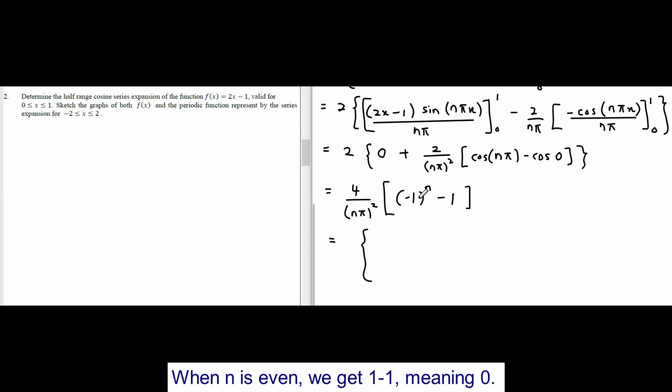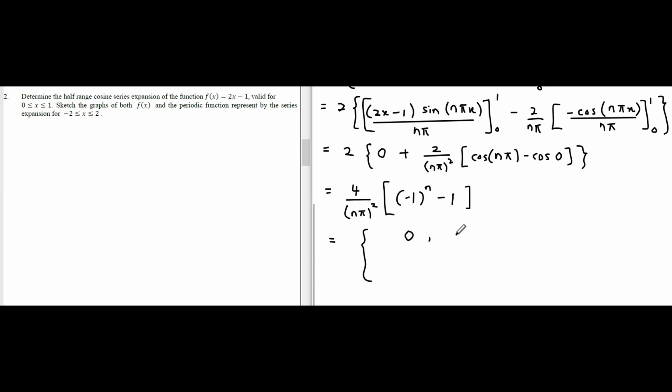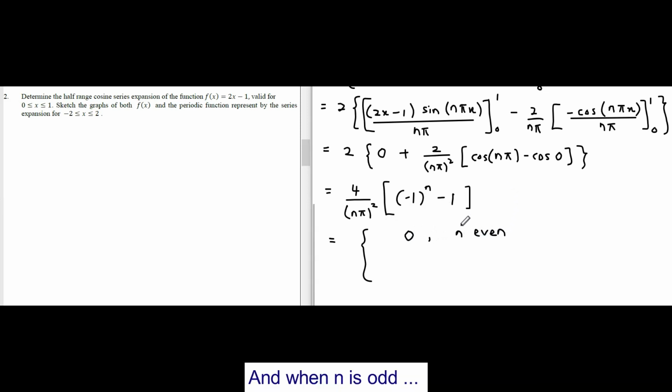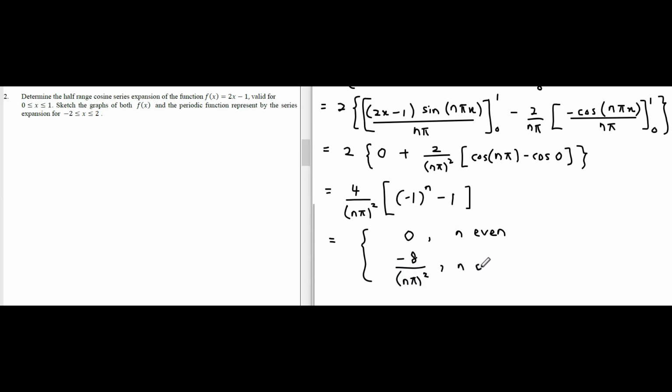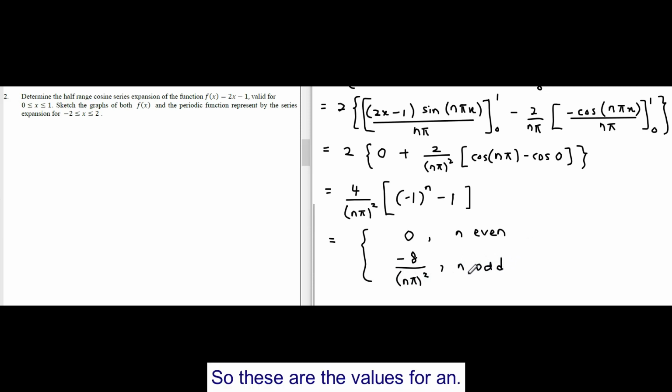When n is even, we get 1 minus 1, meaning 0. And when n is odd, we have -2 here. So -2 multiplied by 4, we get -8 over n pi square. So these are the values for an.